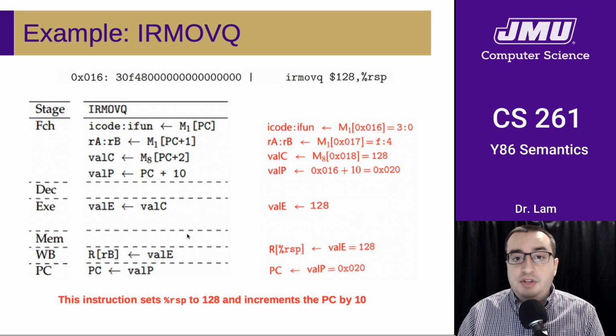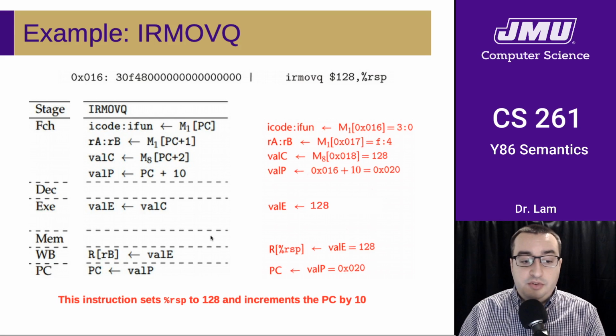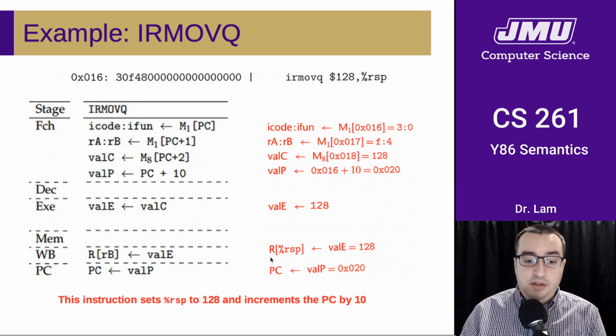This instruction doesn't read or write memory, so there's nothing during that phase of the CPU. We get to the write back phase where we take the value that we had for val-e, which is 128, and we save that into R of RB. So we know that that is going to be RSP. RB we figured out up here is 4, which corresponds to RSP. So R of RSP is given the value val-e, which is 128.